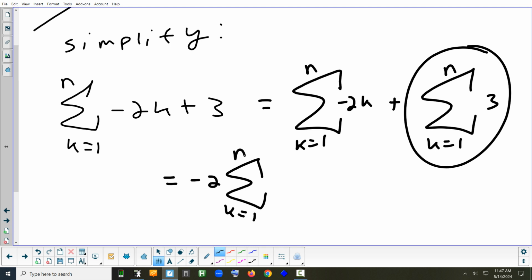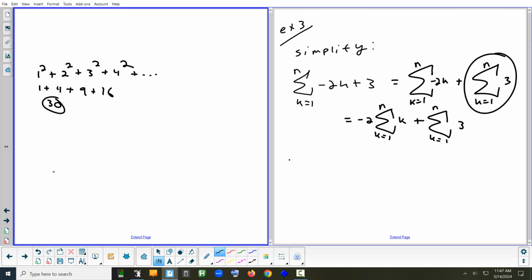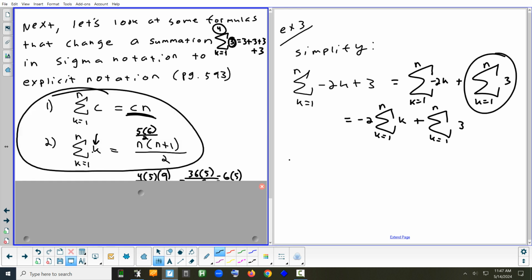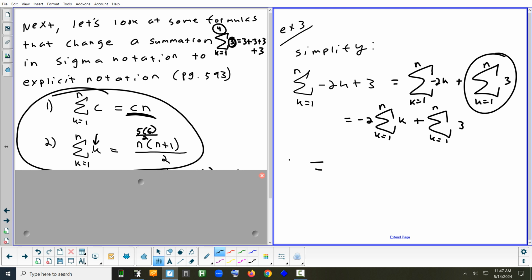Now we have the sum from k equals 1 to n of k plus the sum from k equals 1 to n of 3. Now what I want to do is basically substitution. I want to look at what I have here. I'll bring these other formulas back up. Just focus on the ones you need to. And let's start with this first one.